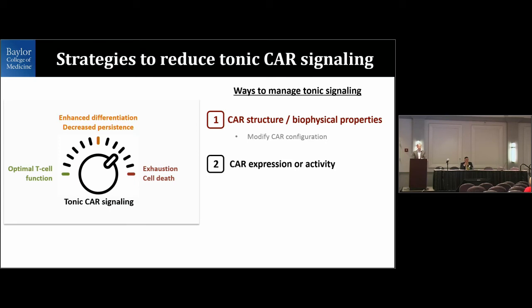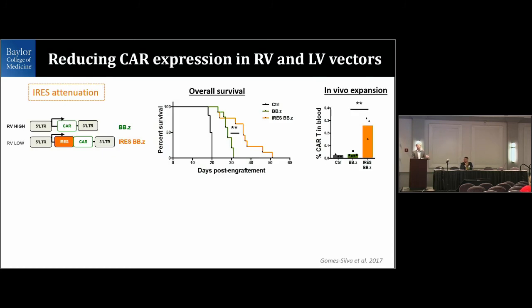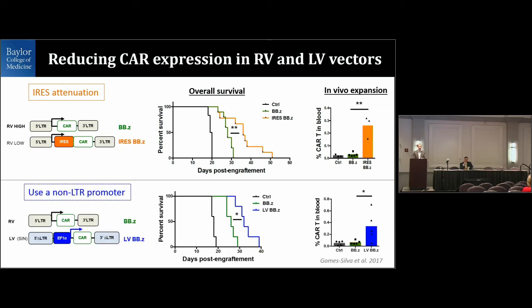Another approach is obviously to modify the expression level of the CAR in the system. One example I've shown before is when the expression of the CAR can be attenuated by an IRES or by other methods in your expression vector. This really leads to significantly improved anti-tumor activity in vivo and fosters good expansion of these T cells in peripheral blood. Likewise, one can use a non-LTR promoter, or another promoter that will not be activated by tonic CAR signaling. In this case, we used the EF1 alpha promoter in the context of a self-inactivating lentiviral vector. This resulted in a slightly lower expression of the CAR, but due to the absence of this positive feedback loop, the cells were much healthier and produced better anti-tumor activity in vivo.